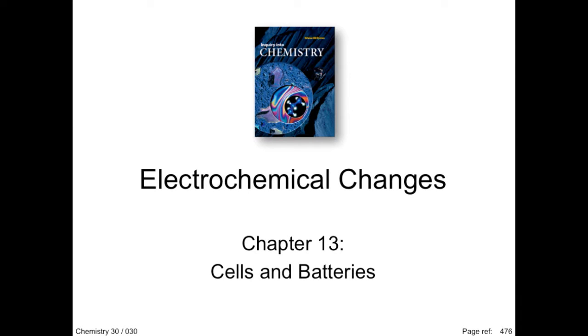Electrochemical Changes, Chapter 13. In this section, we will explore batteries. We will see that batteries are made up of electrochemical cells arranged in a series or a parallel configuration. We will see what difference this arrangement of cells makes when considering voltage, and perhaps explain the reason why a small watch battery has the same voltage as a D-cell battery, many times its size.